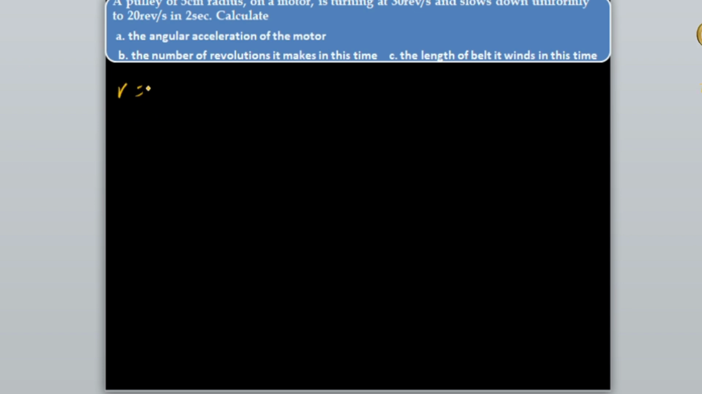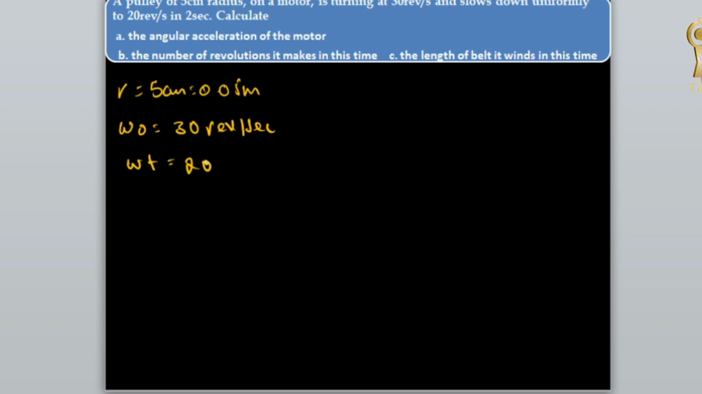Given: r = 5 cm = 0.05 m. The initial angular velocity is omega naught = 30 revolutions per second, and slowing down means the angular velocity decreases. That means omega final = 20 revolutions per second. Time is 2 seconds.